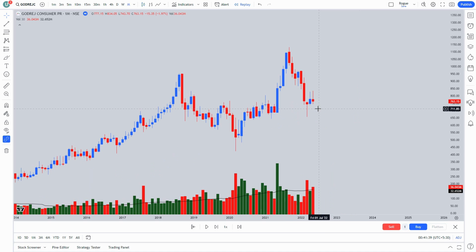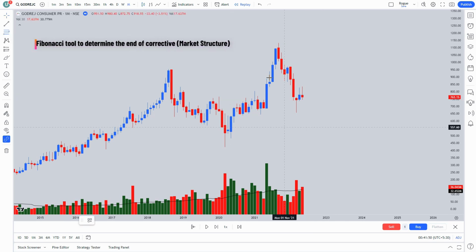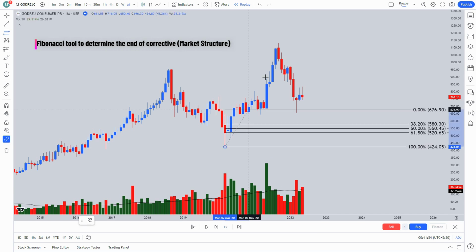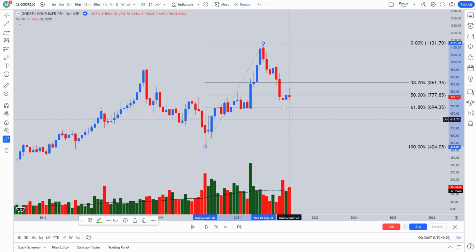How do you determine based on market structure that this is the end of a corrective? Well, I usually use the Fibonacci tool to determine the reactions of the golden ratio levels. So when I draw the Fibonacci tool from the previous higher low to the new higher high, you can see right here, the market is actually reacting to the 61.8%, 50% and 38.2%. Well, this area is actually the strongest area when it comes to impulse and correctives.